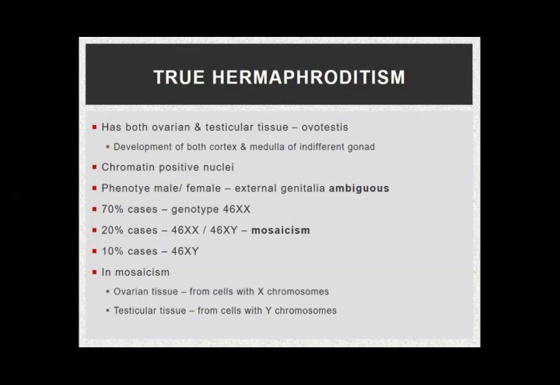They have chromatin positive nuclei. The appearance, the phenotype means the appearance. The appearance may be of a male or of a female. Appearance कुछ भी हो सकती है, but the external genitalia are always ambiguous. Ambiguous external genitalia means that you cannot make out whether it is female external genitalia or male external genitalia. ठीक है? And the appearance could be of a male or a female.